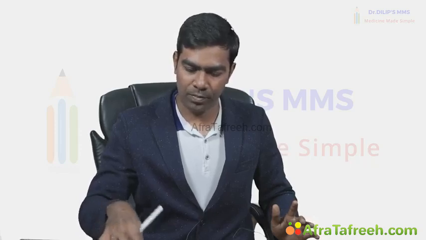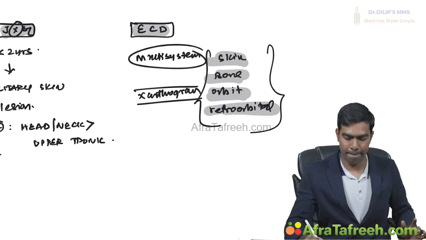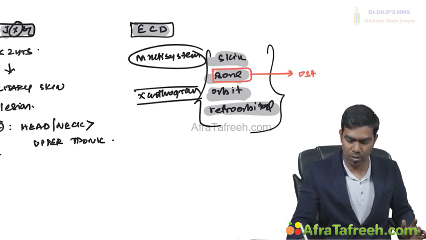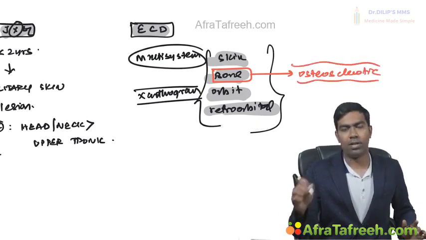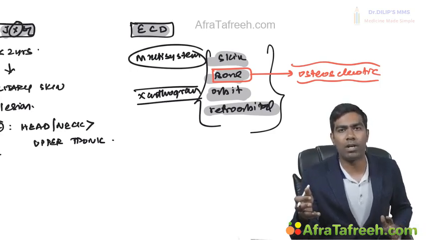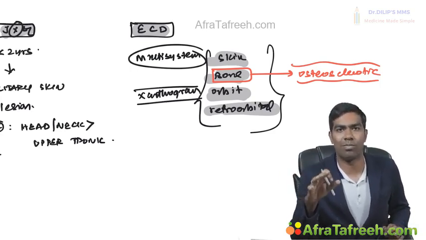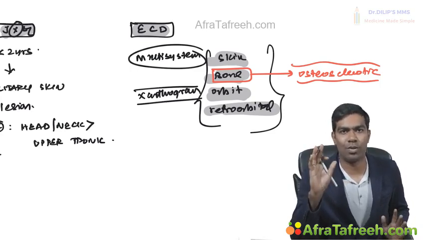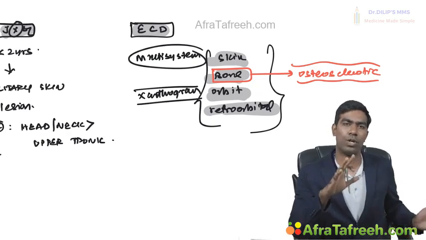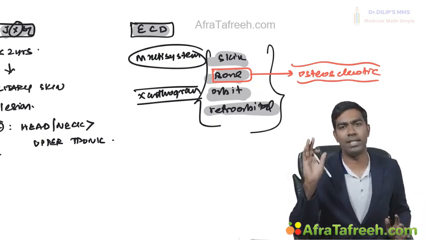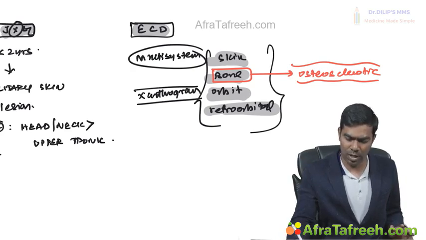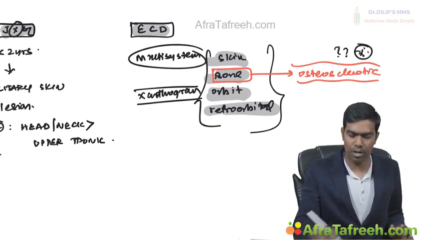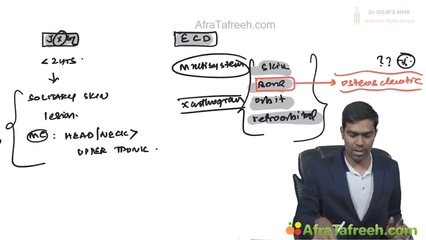One catchy point is, I told you in LCH the bone lesions tend to be osteolytic. Here, the bone lesions tend to be osteosclerotic. That's what you have to remember. Simply, multiple myeloma bone lesions are osteolytic, and POEMS syndrome bone lesions are osteosclerotic. Similarly, LCH bone lesions are osteolytic, whereas ECD, Erdheim-Chester disease, bone lesions are osteosclerotic. That's probably the only important catchy point; apart from that there is nothing much important in this.